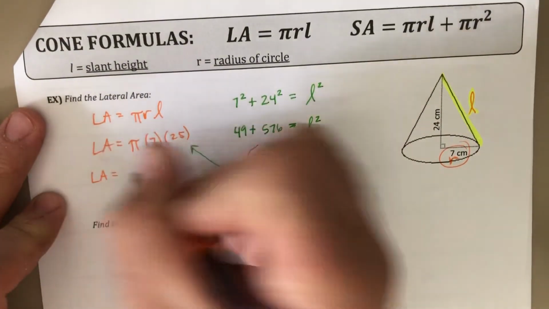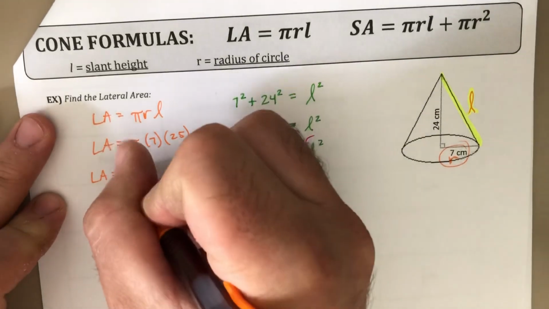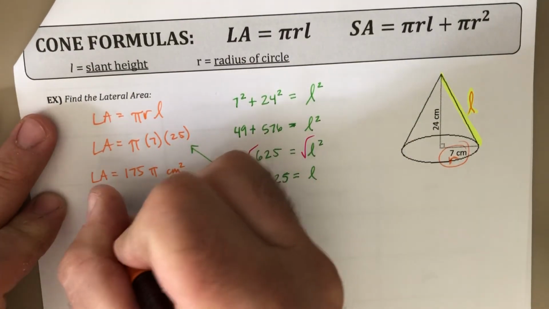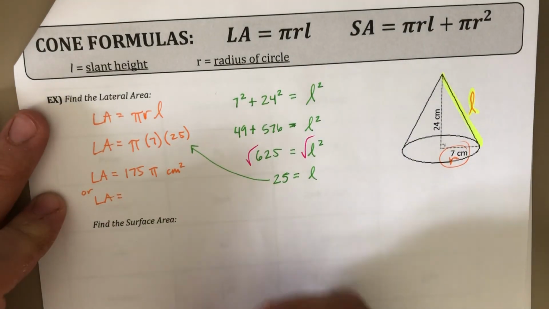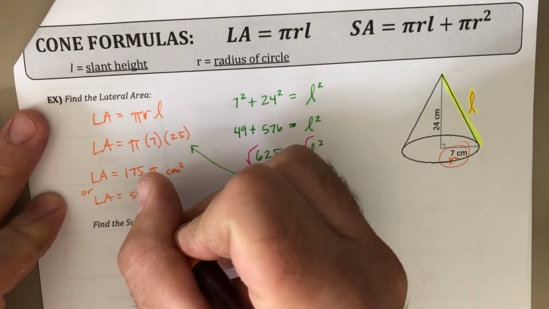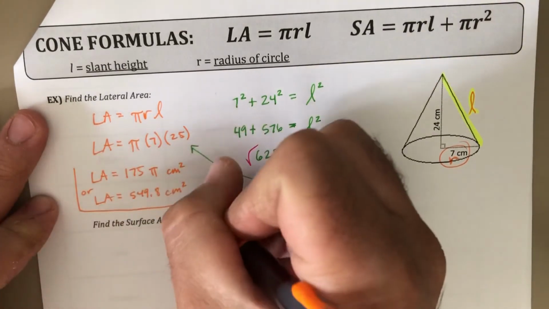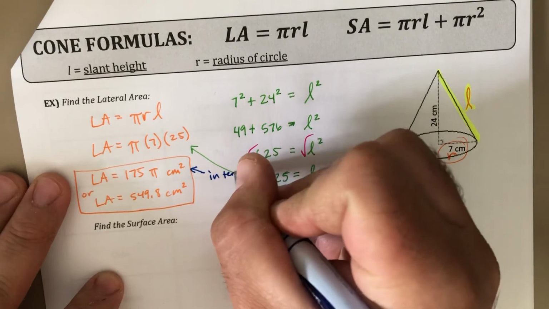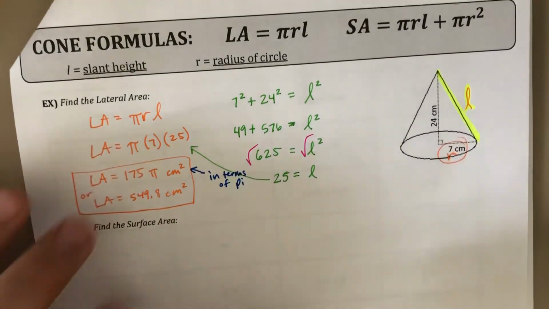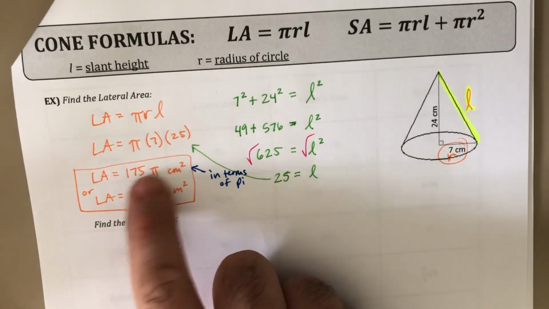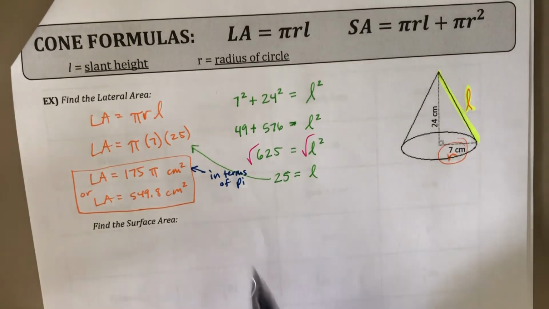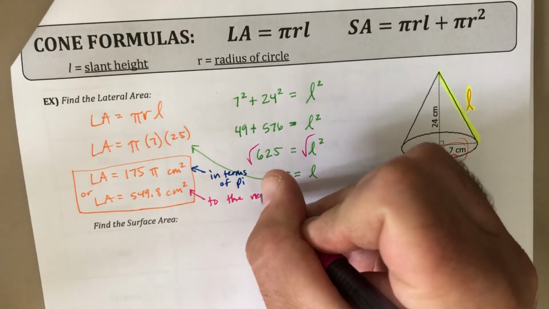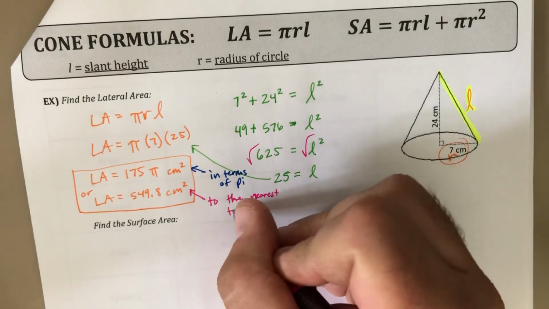Okay, so the lateral area, when I multiply 7 times 25 times pi, will be 175 pi centimeters squared if we leave it in terms of pi, or if we round to the nearest tenth, that'd be 549.8 square centimeters. And again, just follow directions. If it says leave it in terms of pi, it means just multiply the two numbers and know that the pi is still there. If it says round to the nearest tenth, then go ahead and multiply that pi in there. Use the pi button on your calculator. It's the best way to go.